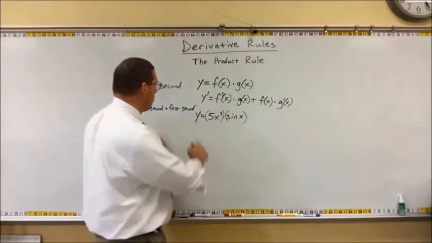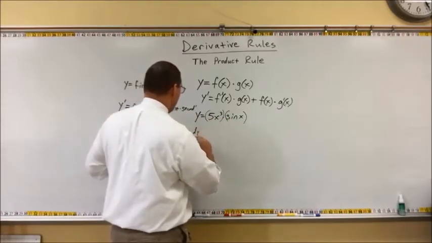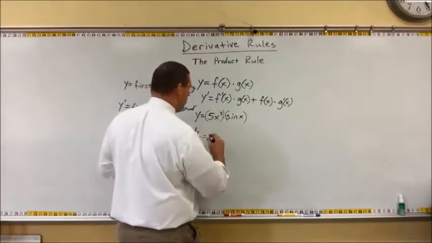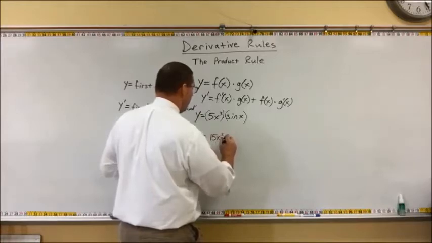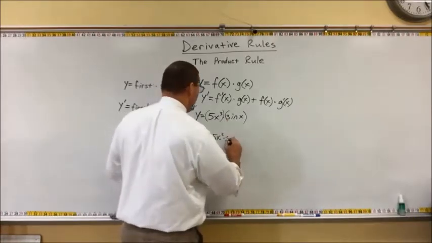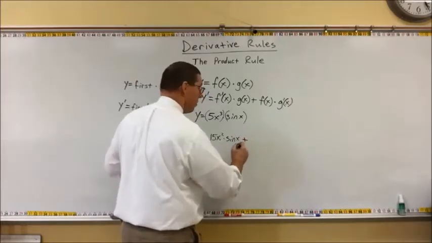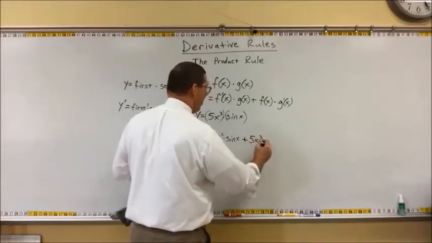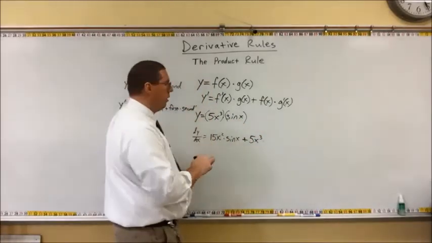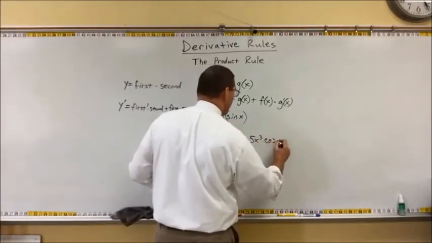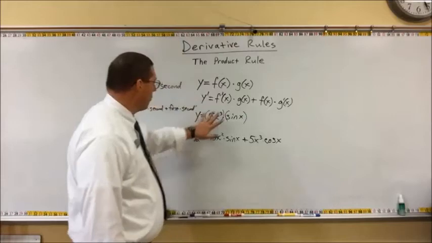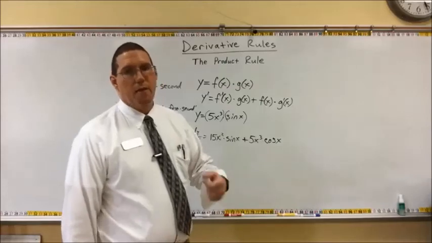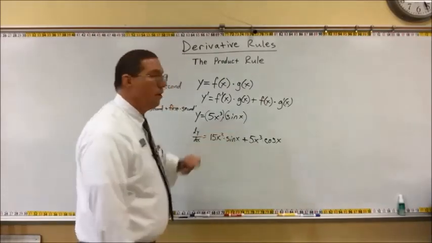So let's do the derivative of this one right here. dy dx, the derivative of 5x cubed times sine of x, is going to be the derivative of the first, which is 15x squared, times the second function, sine of x, plus the first function, 5x to the third power, times the derivative of the second function. Derivative of sine of x is cosine of x. And so the derivative of this is going to be 15x squared times sine of x plus 5x cubed times cosine of x. And that would be the instantaneous rate of change of this function.